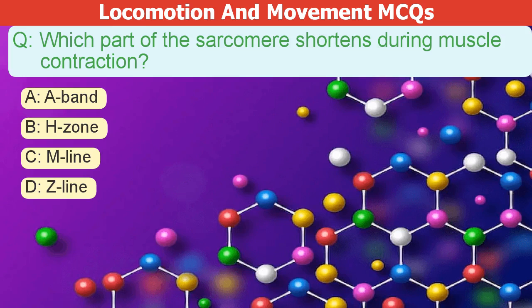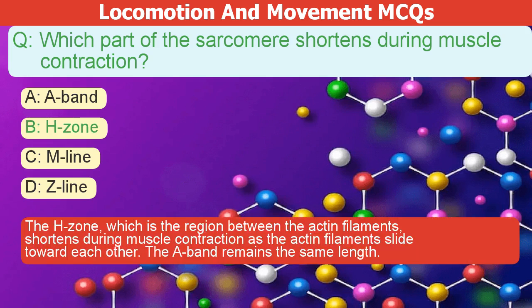Which part of the sarcomere shortens during muscle contraction? A. A band. B. H zone. C. M line. D. Z line. The correct answer is B. The H zone, which is the region between the actin filaments, shortens during muscle contraction as the actin filaments slide toward each other. The A band remains the same length.